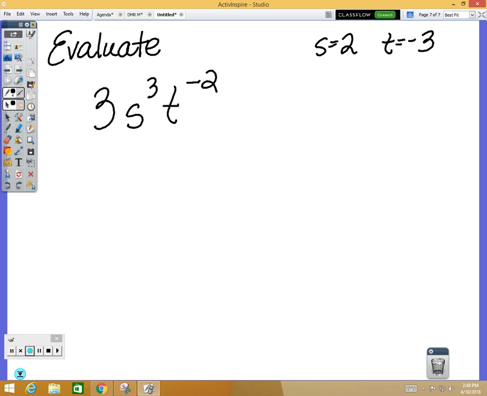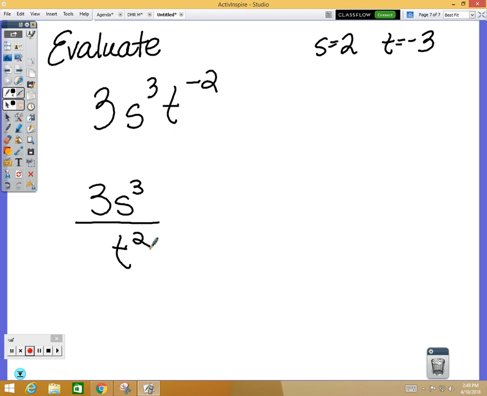Before we substitute in the 2 and the negative 3 for s and t, I want us to write this so that we don't have any negative exponents. So someone tell me what this is going to look like without any negative exponents. Emily? Good. So that's what it's going to look like without any negative exponents.